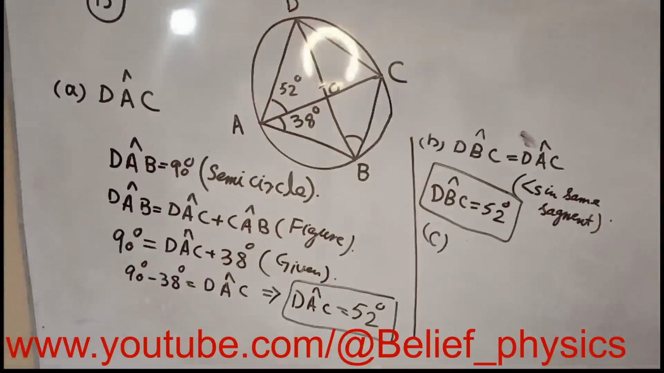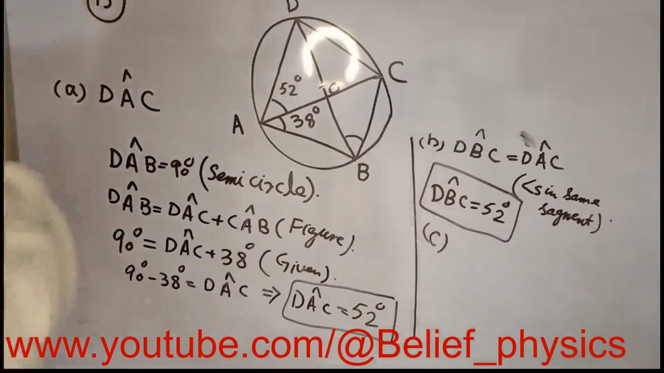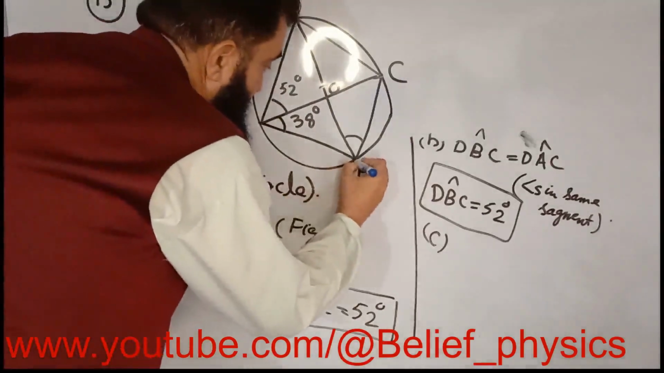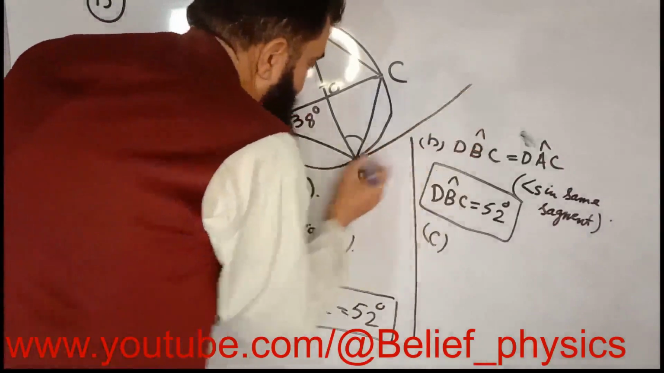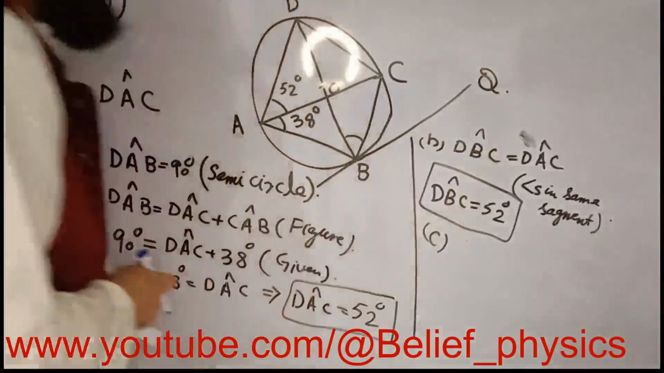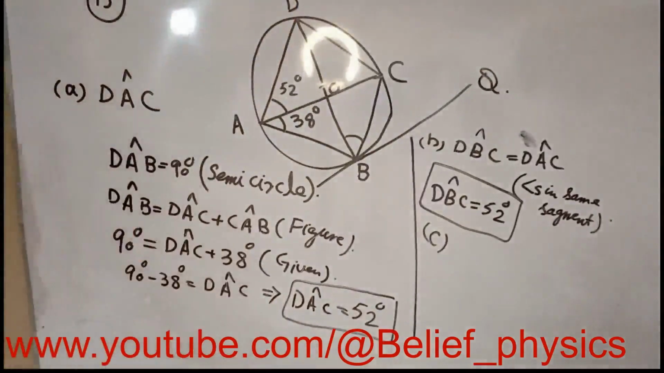For the C part we have to find CBQ. Where is P? Sorry, I didn't draw it earlier. It is given that there is a tangent at B here. This is the tangent, and this is Q. We have to find CBQ.